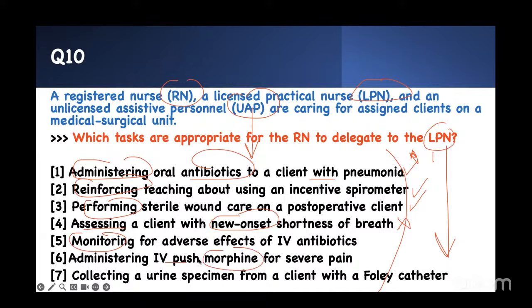Narcotic, especially if it's in push form, they cannot do that. And of course, collecting a specimen, this is a UAP job. They should not touch a UAP job. So this is what I said from the beginning. If you overselect, you get it wrong. Number 7 belongs to UAP. LPN can do it, but if all three are together, once again, you stay in your lane. Collecting a urine specimen from a client with a Foley catheter belongs to a UAP. LPN should not do that. Therefore, those are your answers.